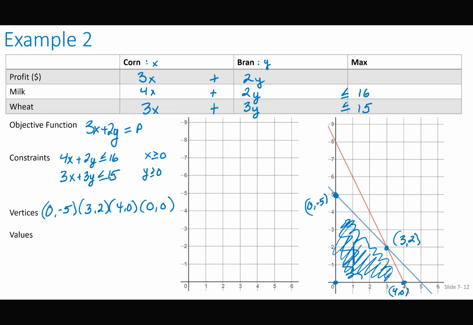Now, to determine values, we're actually going to put these x and y values into the objective function. We could do each one individually, and we're running short on time. I'll leave that to you. Plug each of those in and determine what value is going to be the maximum value, and then translate that to say, okay, that represents this many trays of bran muffins and this many trays of corn muffins.